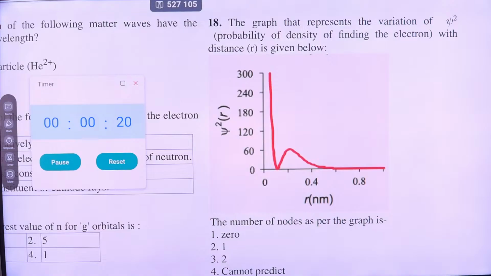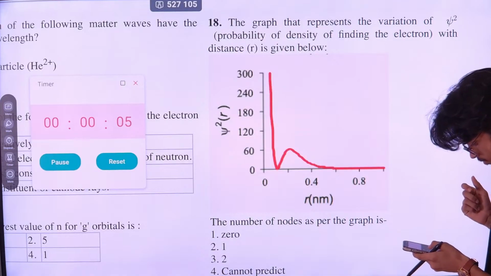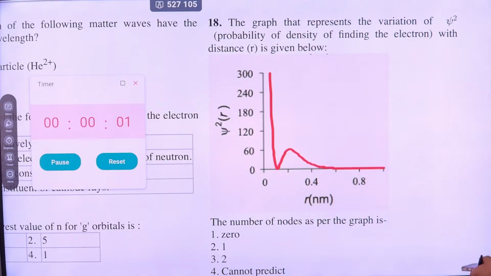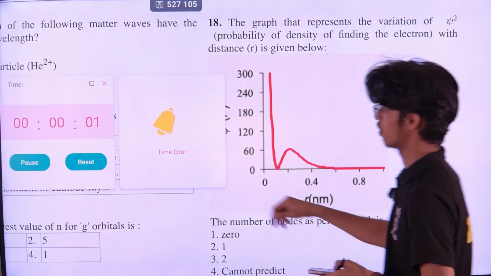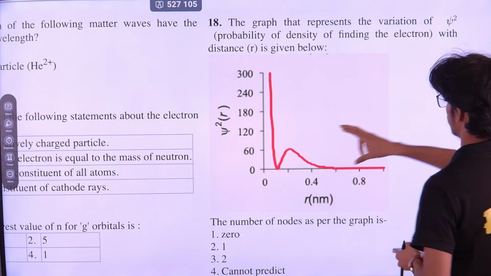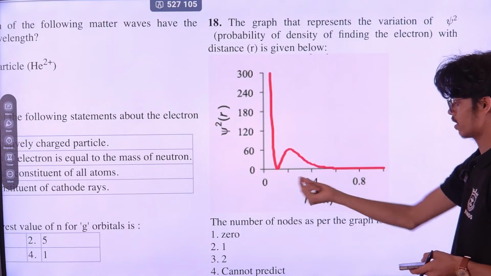Let's see for this question: the graph that represents the variation of psi square, which is the probability density of any electron, with the distance r is given, and it is asking the number of nodes. That's it. It's an easy question. So the graph represents the variation, telling us the probability with respect to the radius.